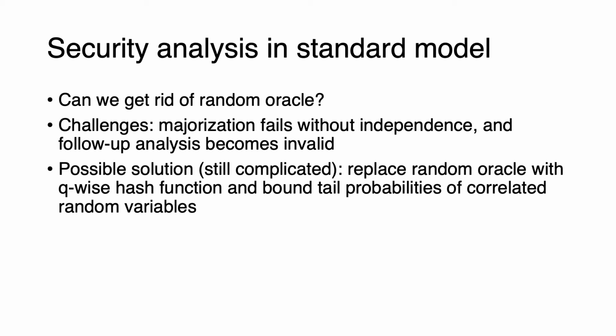We did come up with a possible modification to this analysis. We can replace random oracle with a q-wise hash function, and the balls into bins analysis and majorization step can be avoided by bounding tail probabilities of correlated random variables. However, the modified analysis still involves very complicated mathematics. Furthermore, in order to get a reasonable security bound, we may need to choose q as large as the security parameter.